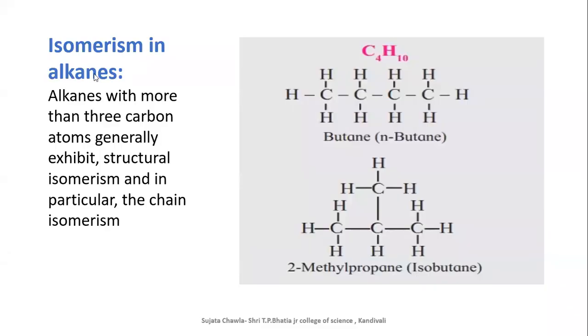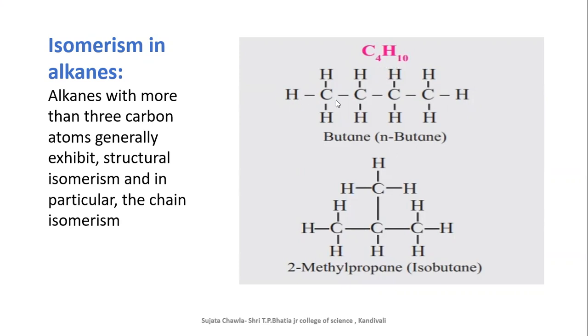Now, isomerism in alkanes. Isomers are organic compounds which have the same chemical formula but a different structural formula. Hydrocarbons with the same molecular formula but different structural formula are called isomers. Now let us see, they have the same molecular formula. If you see butane and 2-methyl propane, they have the same molecular formula, that is C4H10.